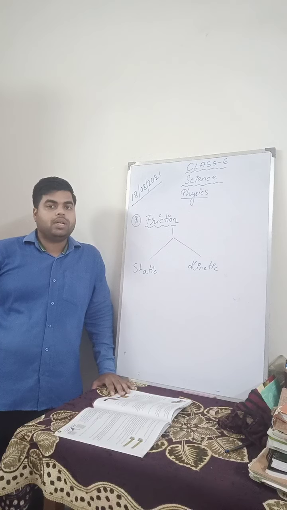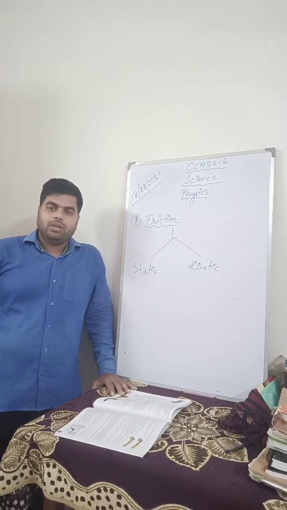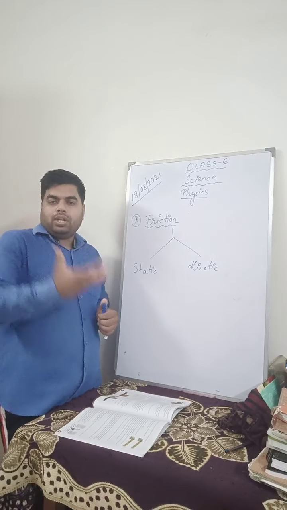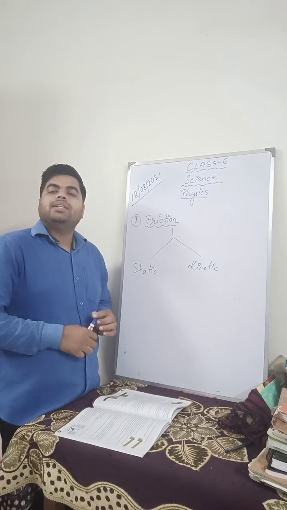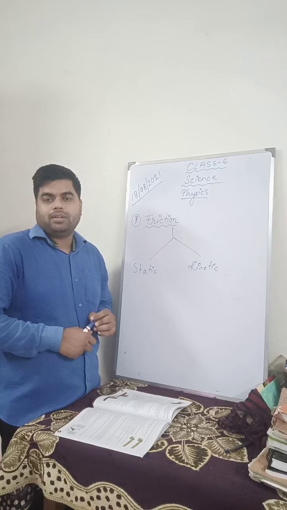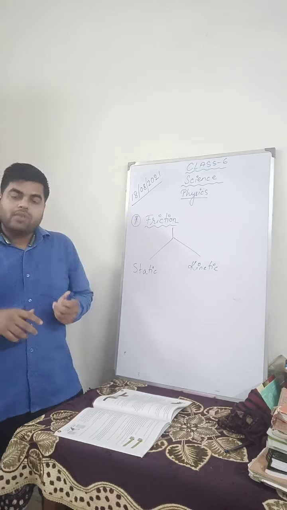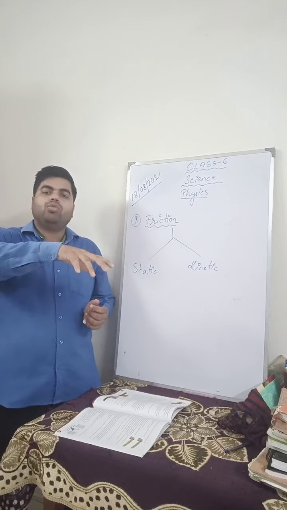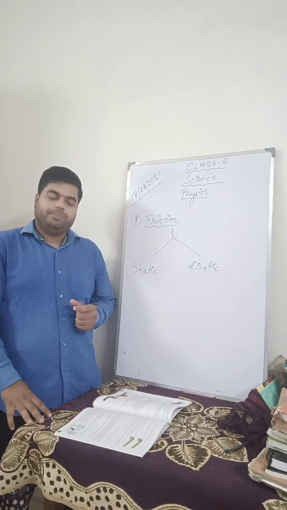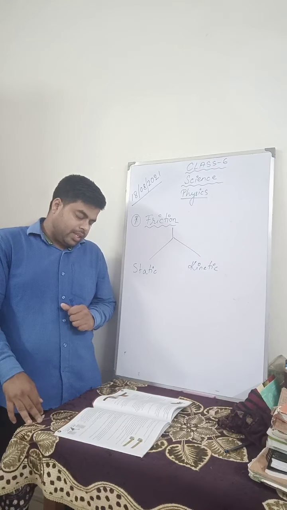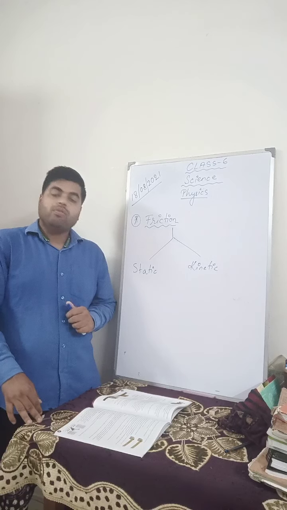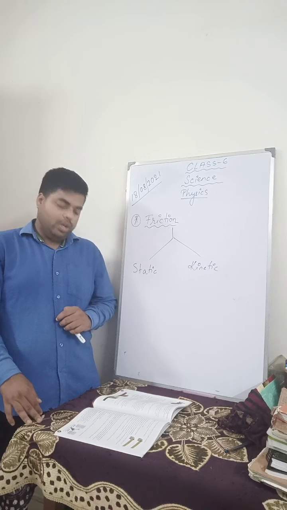When there is no motion, it is known as static friction, and where there is motion, the force that acts on the moving object is known as kinetic friction. That means it is because of the kinetic friction that the ball will roll for some distance and it will stop. Kinetic friction can be classified into two types. One is sliding friction and the other is rolling friction.